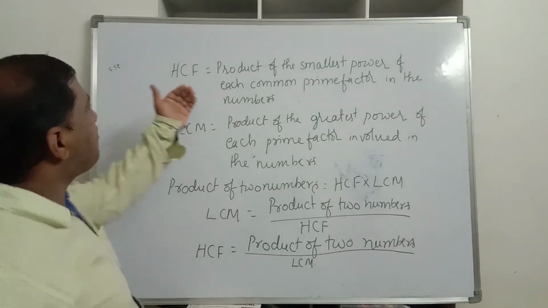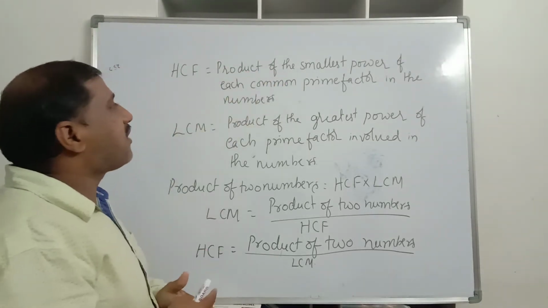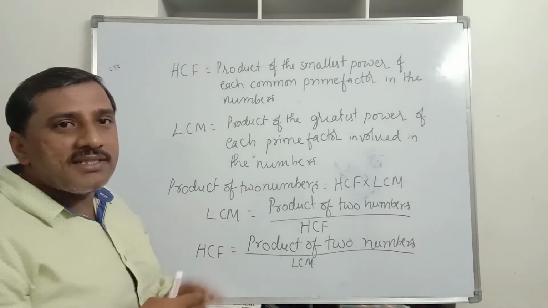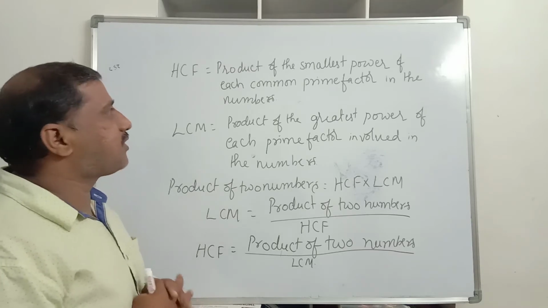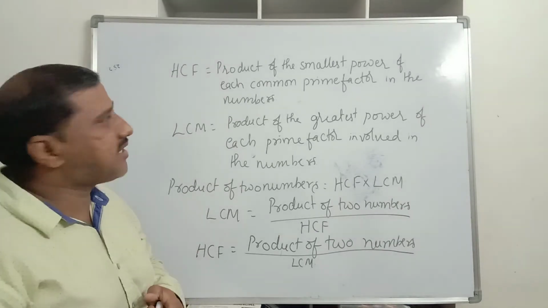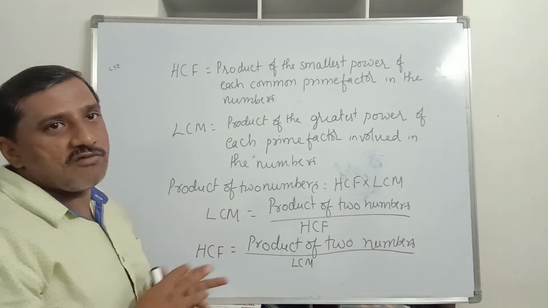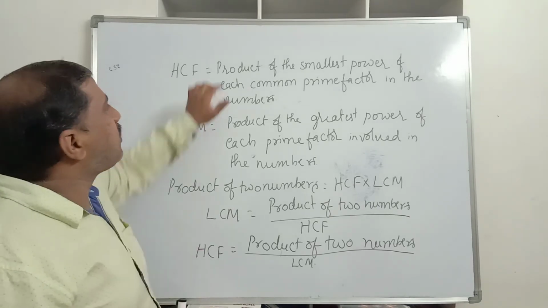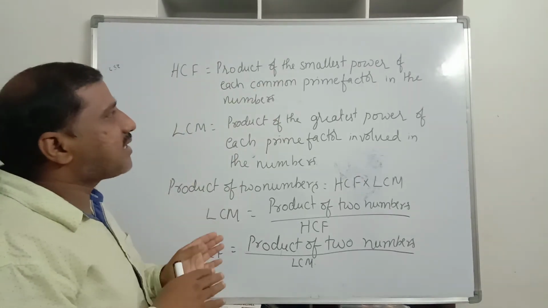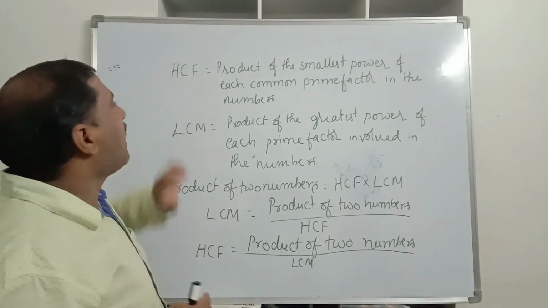Now HCF of the given numbers is the product of the smallest power of each common prime factor in the numbers. So when numbers are given, we should find the prime factors of those numbers and write the prime factors in the exponential form, that is power notation. Then if more than one prime factor is there, we should take the product of the prime factors with the smallest power. That is, only the common factors should be considered to get the HCF.